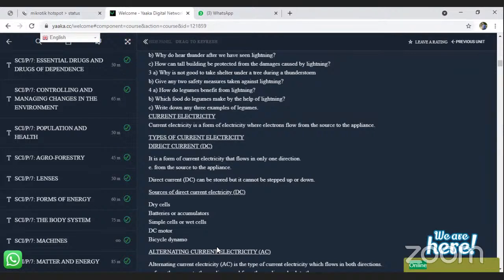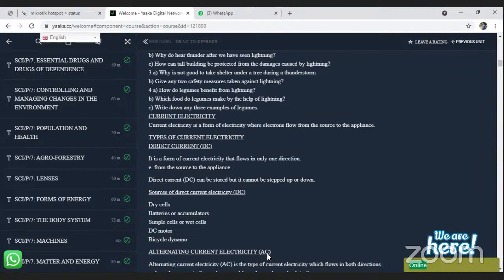Then the other one, which involves connecting the adapters, the inverters, that form of electricity is called alternating current electricity. In short, it is called AC.